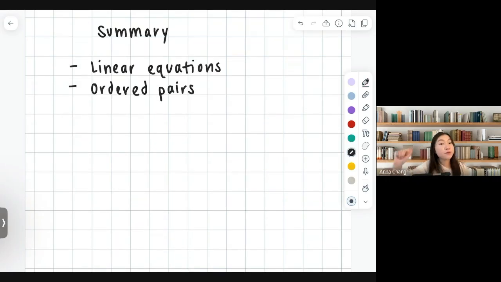So to summarize, let's remember these key ideas here. Linear equations describe straight line relationships between variables. And ordered pairs locate specific points on a coordinate plane. Having a solid understanding of linear equations and graphs is going to help us with interpreting data, solving real-world problems, and building those algebraic reasoning skills that we'll need on the CSET.